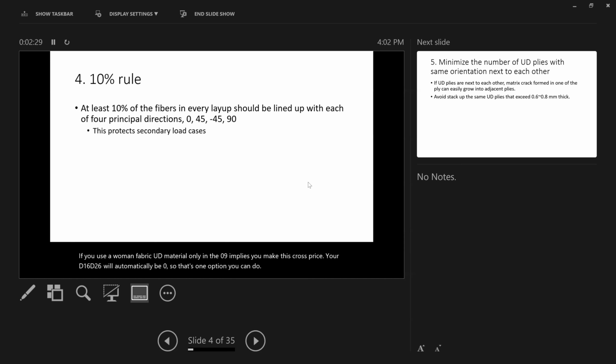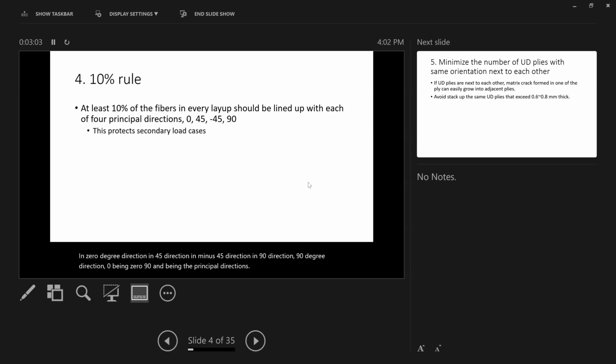The 10% rule. This is an interesting rule. When you design a laminate, with 60 plies, 100 plies, it's not uncommon to have a thick laminate of hundreds of plies. This rule says you want to have at least 10% of fibers in the 0-degree direction, the 45 direction, the minus 45 direction, and the 90-degree direction, with 0 and 90 being the principal directions.